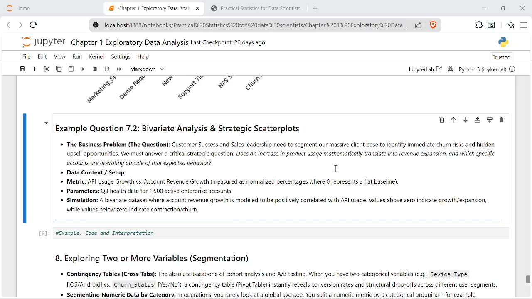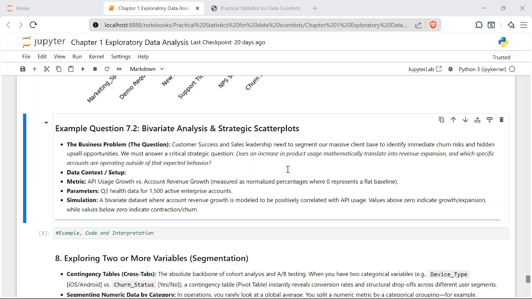You cannot just guess who needs attention. Today, we are going to use bivariate analysis to answer a critical strategic question. Does an increase in product usage mathematically translate into revenue expansion? And more importantly, which specific accounts are operating completely outside of that expected behavior?